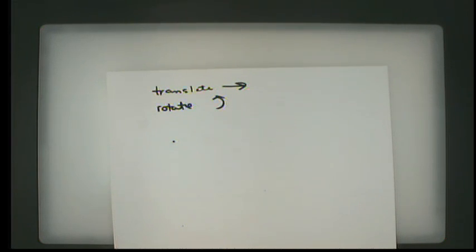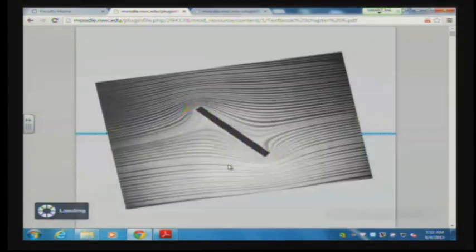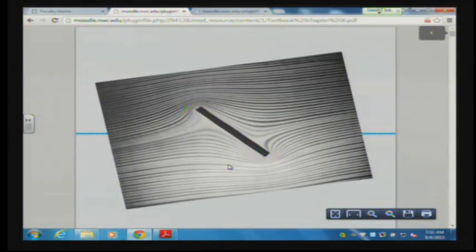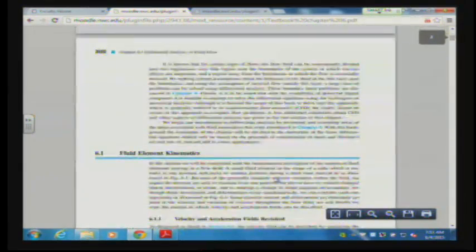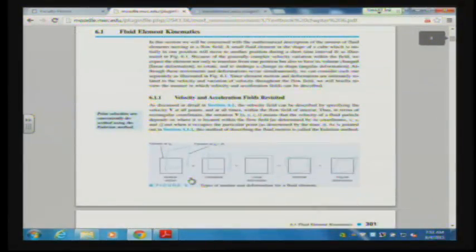So, textbook for chapter 6, putting it up on the podium PC. All right, and here we go. All right, so here's a description of motion.